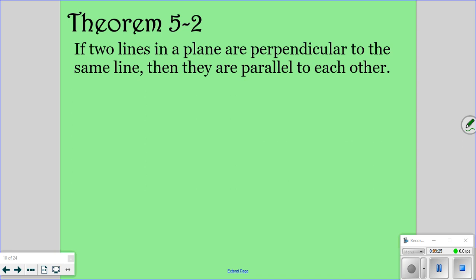Theorem 5.2 says that if two lines in a plane are perpendicular to the same line, then they are parallel to each other. So if I draw two lines that are perpendicular to the same line, that means that this line and this one have to be parallel to each other. That's all that's saying.